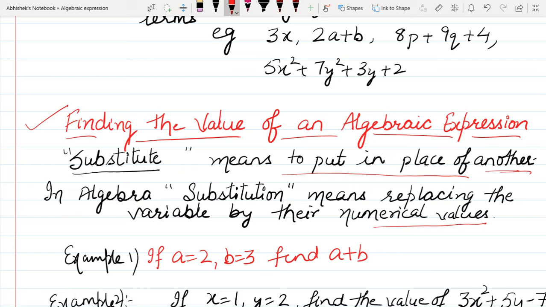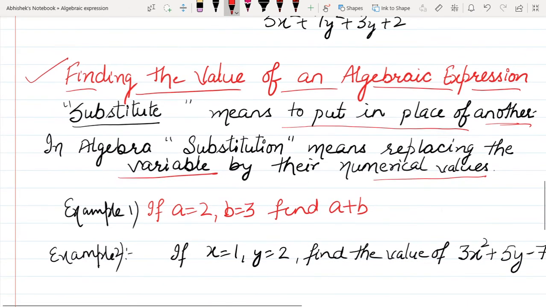So what we will do? We will replace our variable. We know what a variable is. Variables are generally denoted by the alphabets A, B, C, X, Y, Z. A variable is one whose value keeps on changing and depends upon the situation. So we will replace our variable by its numerical value. Let's take an example to understand this.